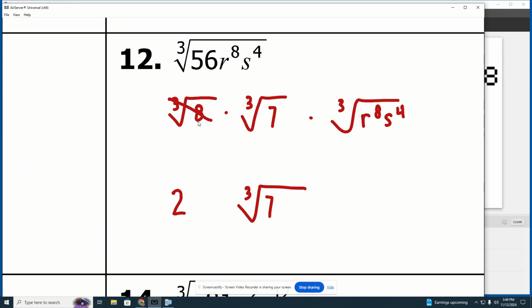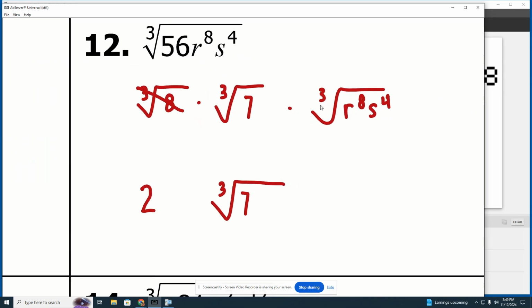Now that we've taken care of our numbers, let's go to the variables. How many times will 3 go into 8? Well, 3 will go into 8 twice. Not evenly, but it'll go in there twice. 8 divided by 3 is 2 point something. So r gets to come out twice. Now, what is 2 times 3, y'all? 2 times 3 is 6. So only 6 of these r's were able to escape. Well, if only 6 of these 8 r's escaped, how many are left inside? 2.